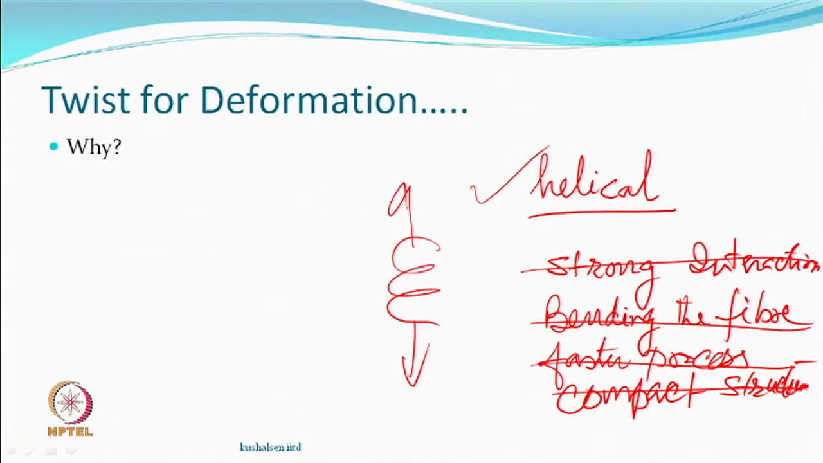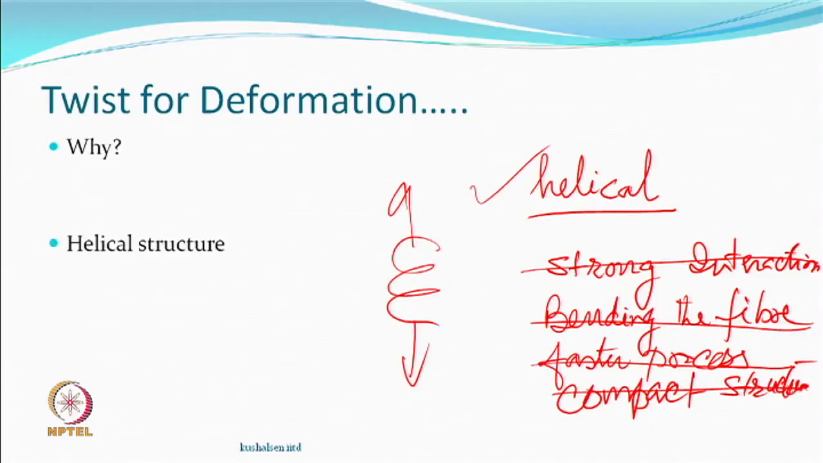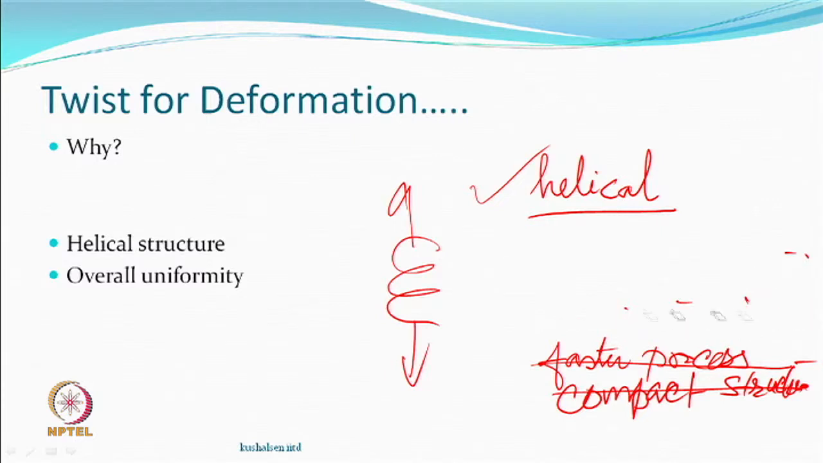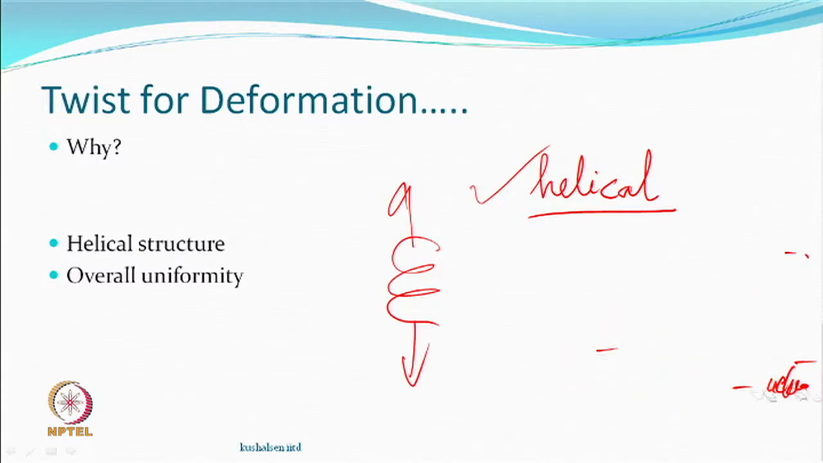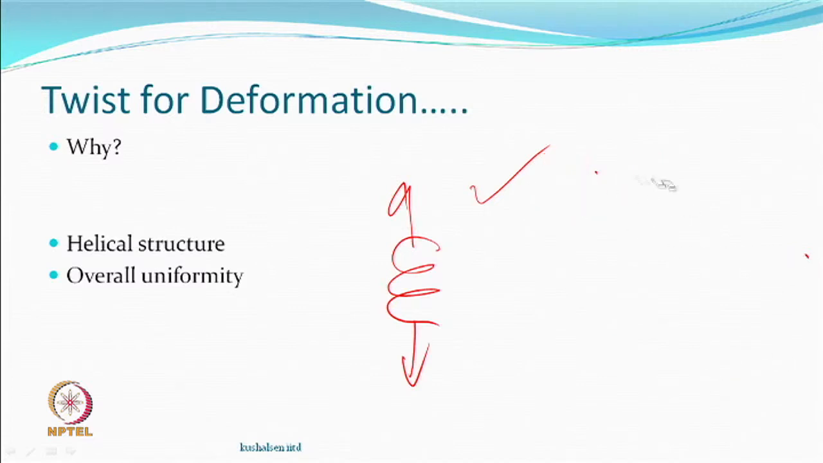So, if I say that twisting gives me an opportunity to give uniform deformation, would you agree? Helical structure? Overall uniformity. Is this statement correct, or you think this statement is also wrong? What is uniform, right? You have to tell me something about it. Uniformity. How does twisting give uniformity? Because we have, let's say, a multi-filament yarn, there's a lot of filaments. Are they being treated uniformly?